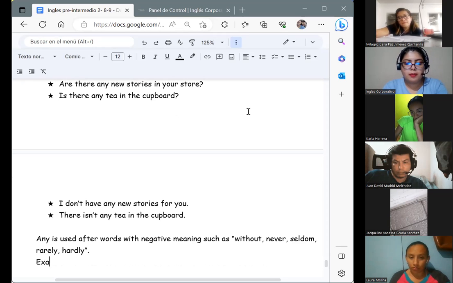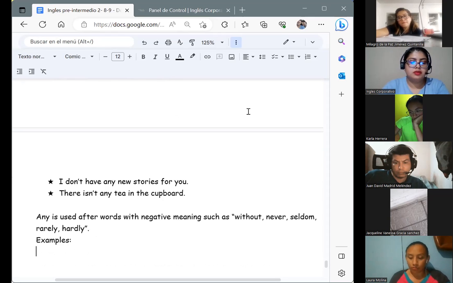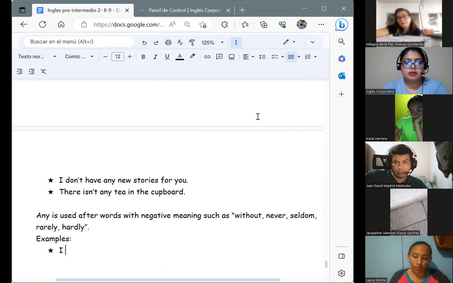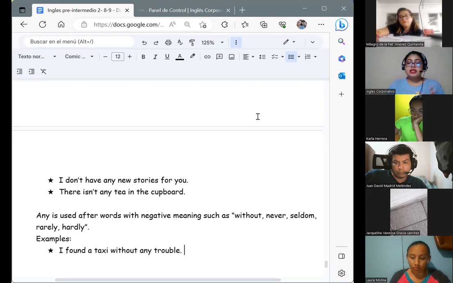And we have some examples. In this case, we have I found a taxi without any trouble. Now, you can see that this statement is not negative at all. We don't have negative words. We don't have a negative connotation of the sentence because you are talking that you found something very easily. But we are just talking about the words.